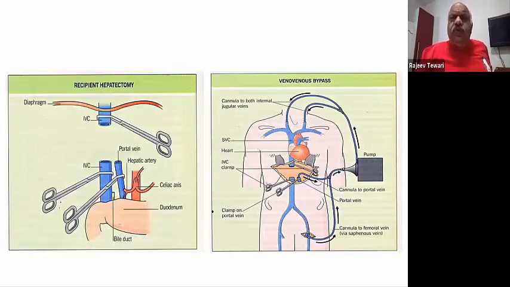Suppose I don't want to do veno-venous bypass. I don't want to put the patient on a machine. I don't want to cut the vena cava. Then we have a technique called piggyback technique. Next slide, please.